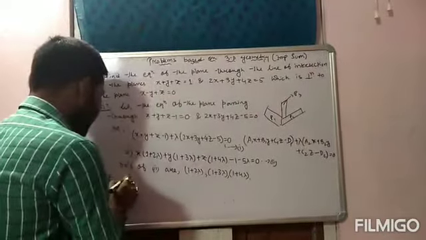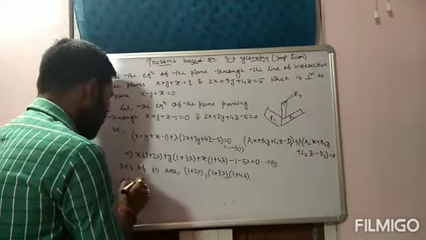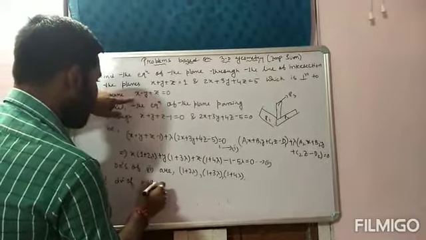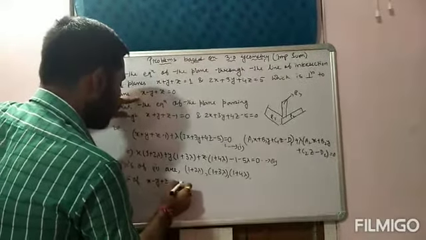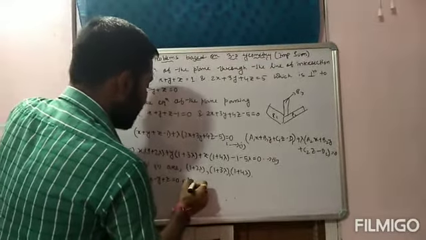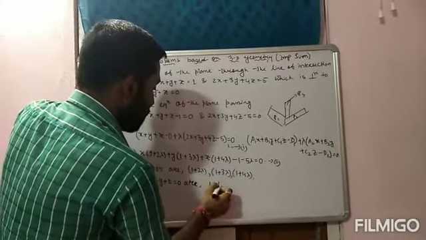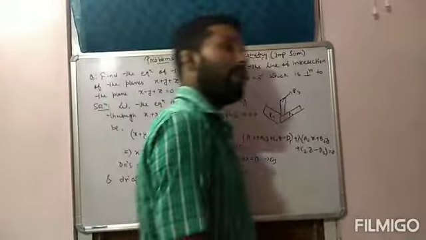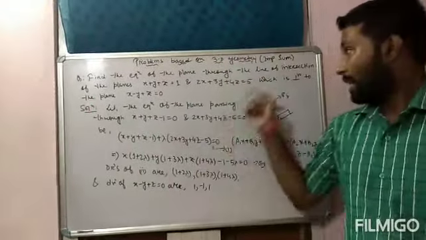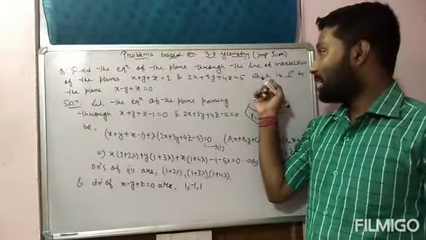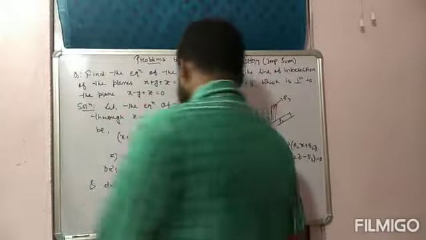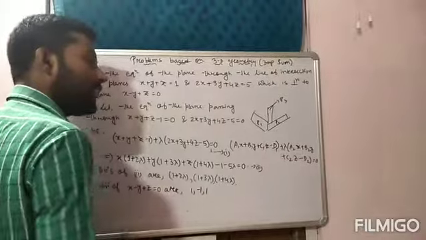And the direction ratios of the last equation, that is x minus y plus z equal to 0, are 1 comma minus 1 comma 1. Yes, why we need to find direction ratios? Because here it is clearly mentioned that the required plane is perpendicular to this plane. That means you have to use the condition of perpendicularity. That's why we need to find the direction ratios.